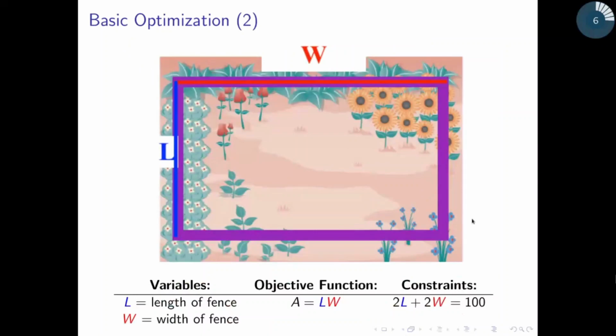So notice that we have L, which is the length of the fence, W, which is the width of the fence, and the area is L times W, and the constraint is 2L plus 2W equals 100. You'll probably understand that fairly well.